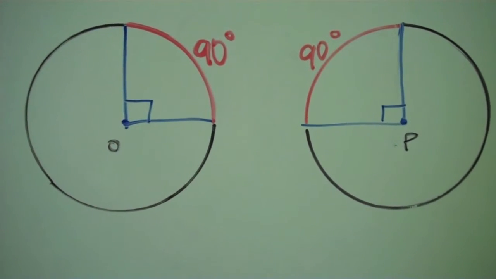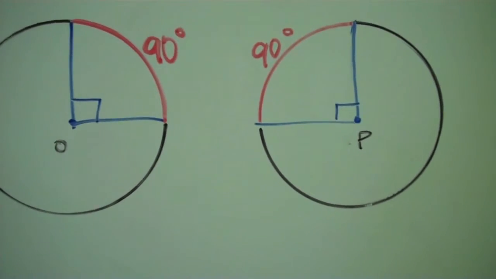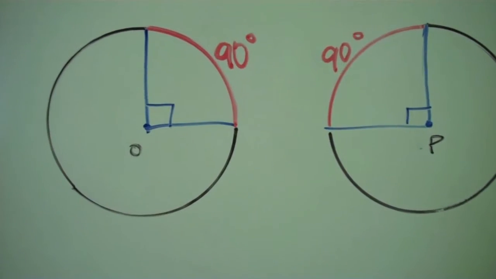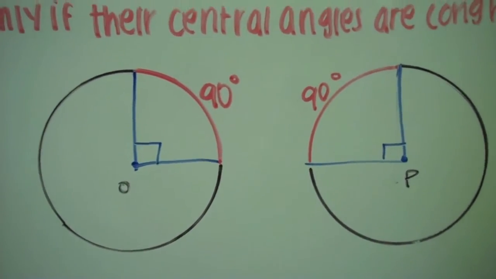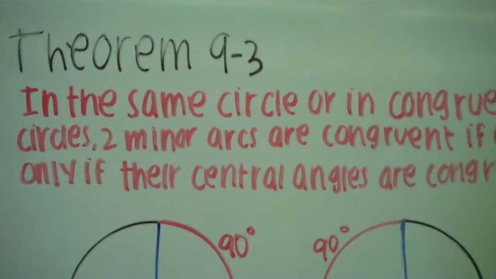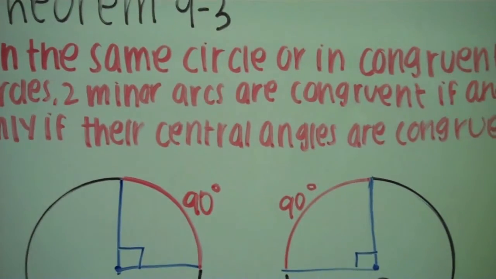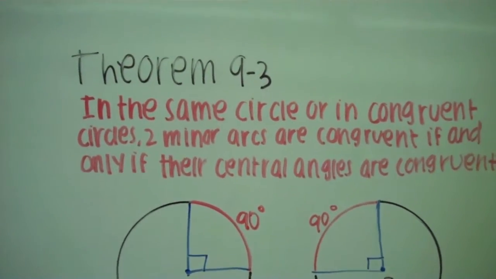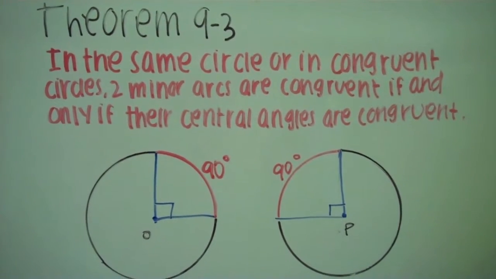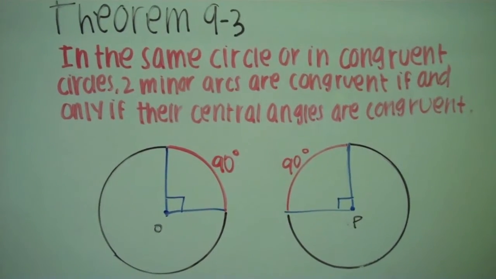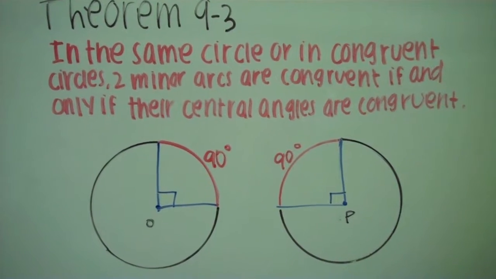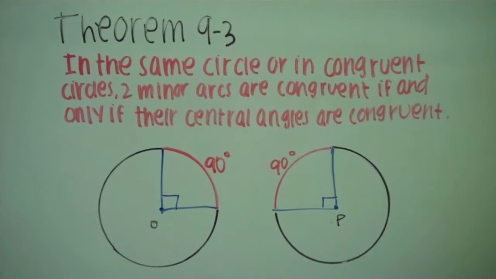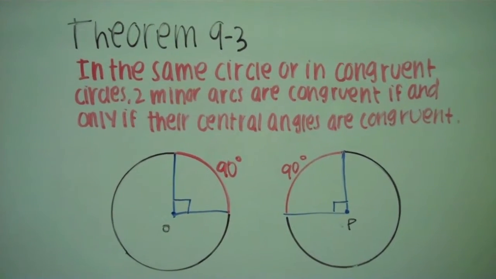Notice that each of the congruent arcs has an 80-degree central angle, so these congruent arcs have congruent central angles. The relationship between congruence of minor arcs and congruence of their central angles is stated in Theorem 9.3. In the same circle or in congruent circles, two minor arcs are congruent if and only if their central angles are congruent.